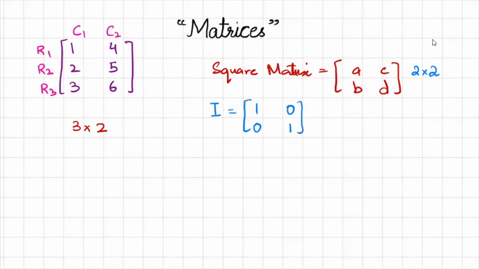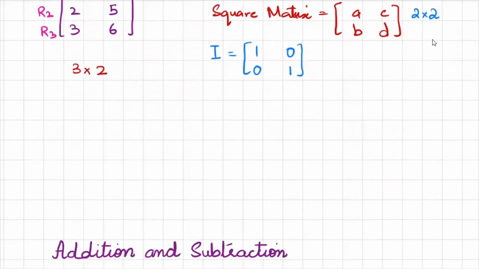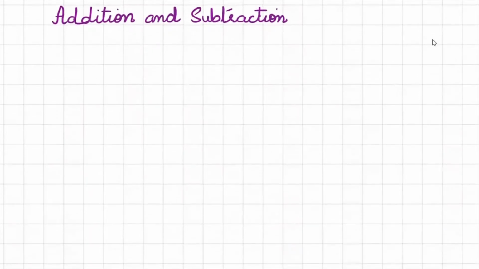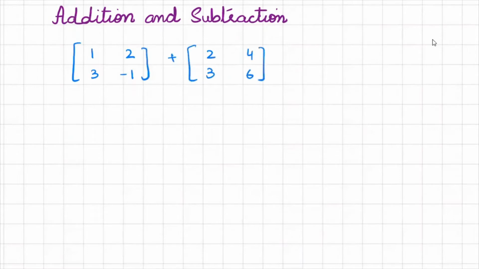Now let's move on to the solving of matrices. First thing we have is addition and subtraction of matrices. These two are dealt in the same way. Let's do a question. So we are adding 1, 2, 3, minus 1, and we are adding 2, 3, 4, 6. Let's add them together. So whenever you're adding, first of all, you have to make sure that the dimensions are same. If not, then that question will not be possible.